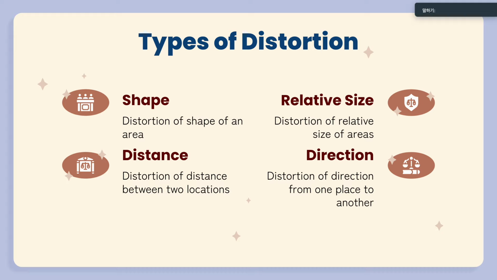And these are the types of distortion caused by projection. Number 1, distortion of shape of an area. Number 2, distortion of distance between 2 locations. Number 3, distortion of relative size of an area. Number 4, distortion of direction from one place to another. And each type of projection contains a distortion error.